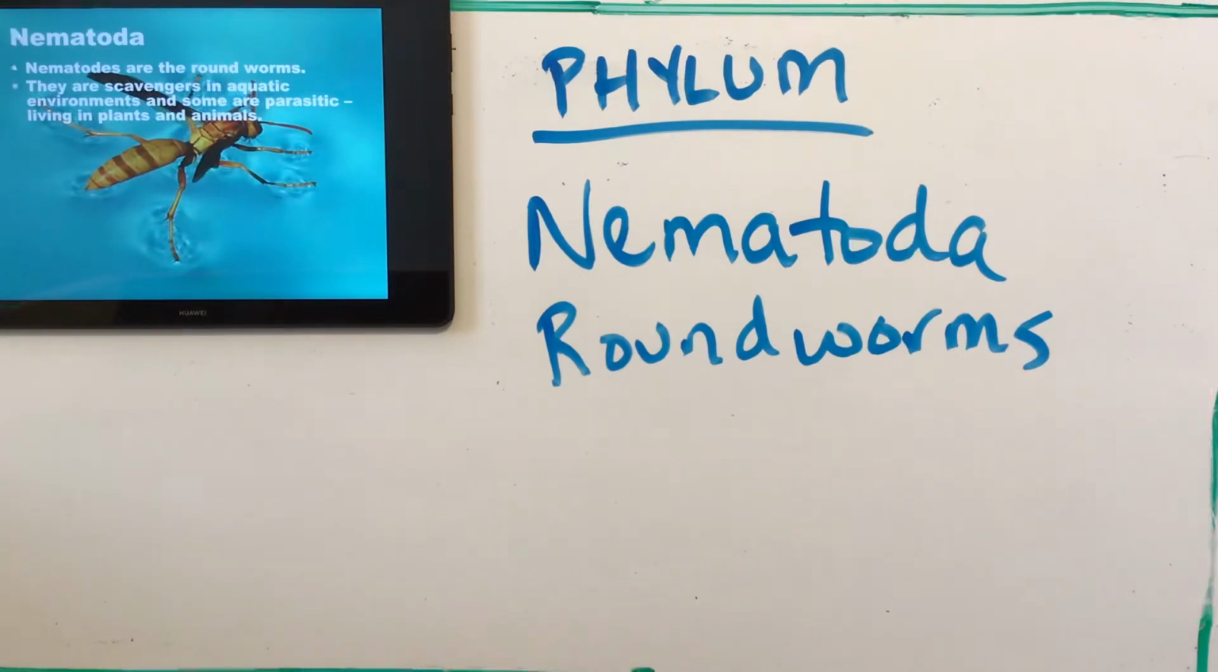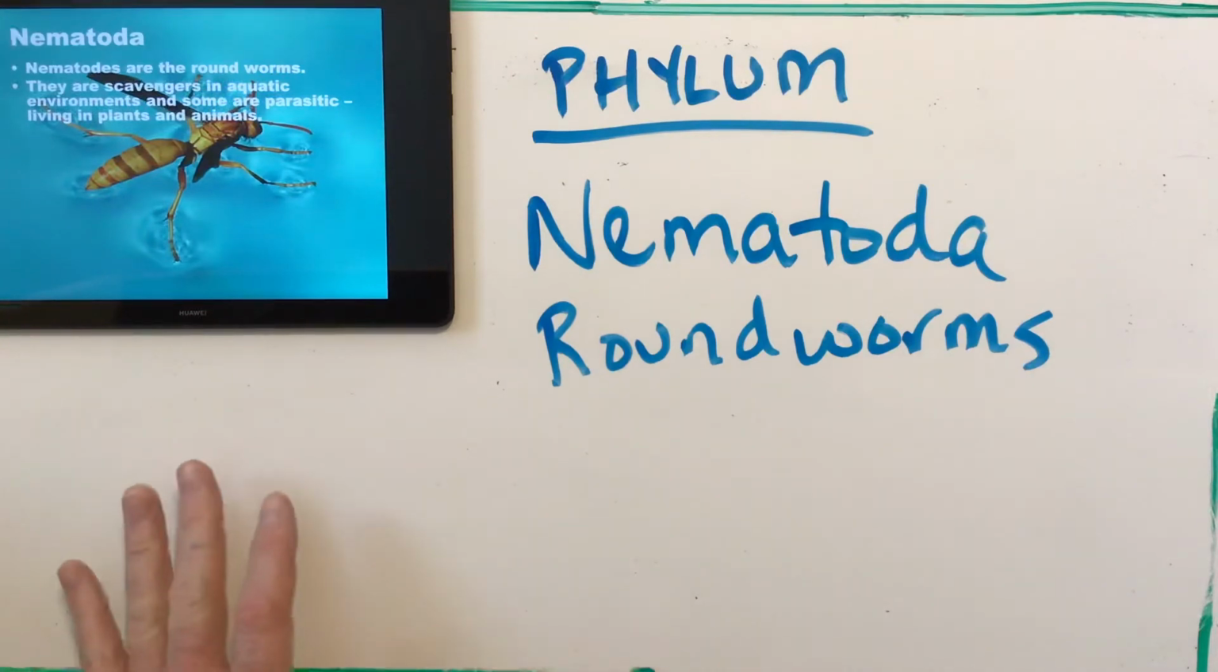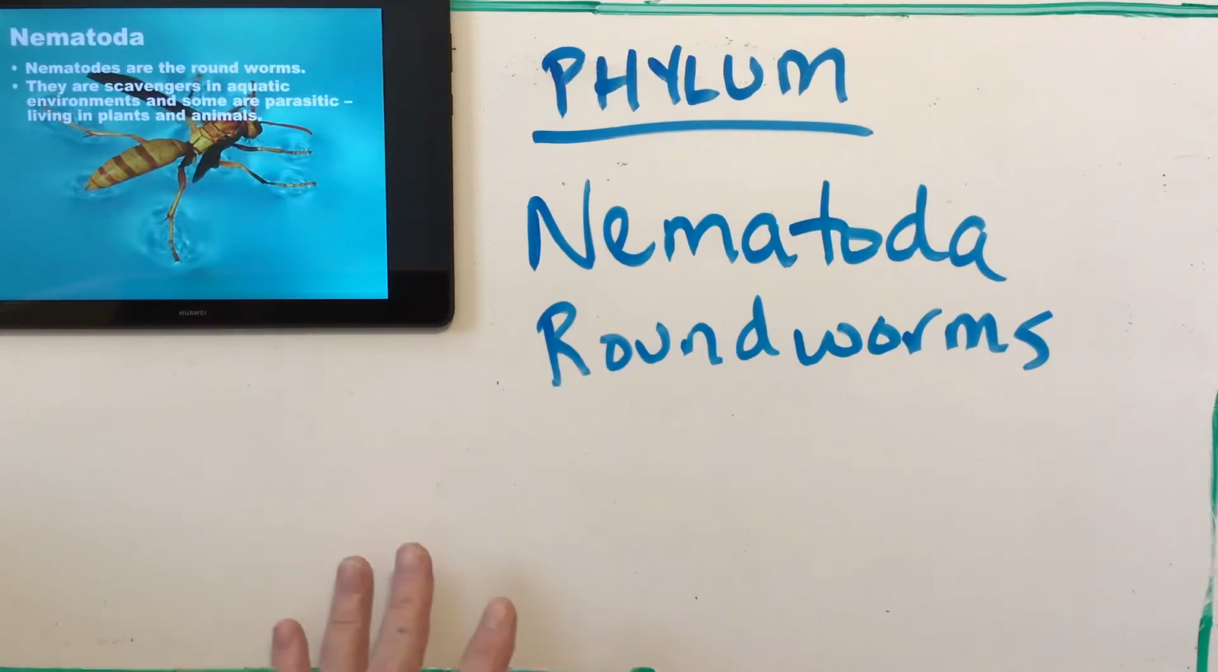There are some that are parasitic. We use nematodes on our lawns to kill grubs. They're parasites, and they end up killing the grubs. So you can pay for parasites if you don't want dangerous chemicals sprayed on your lawn. They live inside of plants and animals when they are parasites.